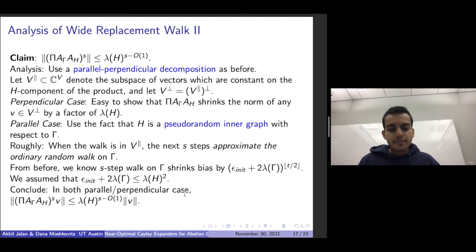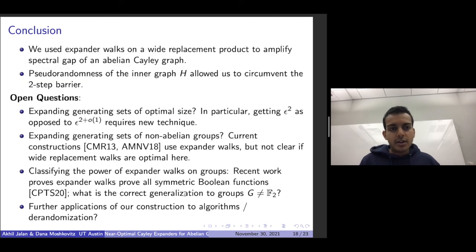So that's the analysis. So in conclusion, we used expander walks on a wide replacement product to amplify the spectral gap of some initial generating set for our Abelian graph. And what was crucial in our analysis was that we identified the barrier to the ordinary expander walk, which was the fact that this walk could get stuck in parallel space. And the wide replacement walk is constructed specifically to avoid this bad case by gaining even in the case where the walk is stuck in parallel space. And this uses this machinery of a pseudo-random inner graph and a wide replacement product.